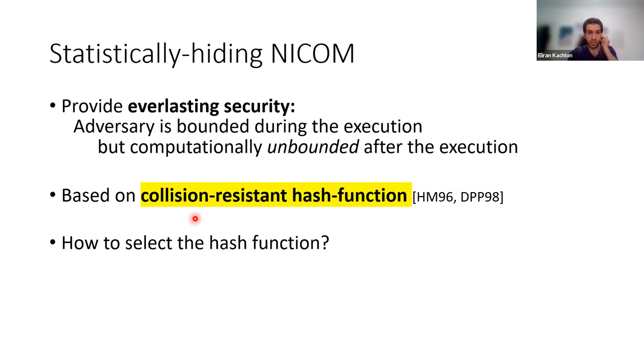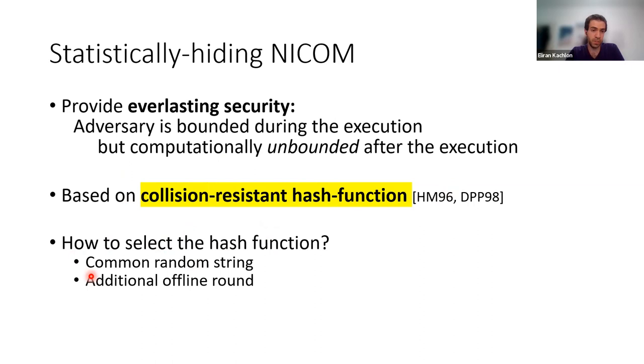There is a small technicality regarding how we select the hash function. So one option is to use a common random string that just samples a random hash function from the family. We can also have an additional offline round in which the players sample this hash function. And finally, if the adversary is uniform, then the hash function can be fixed and we don't need these solutions. Okay, so again, the main point, if you use statistically hiding non-interactive commitments, we obtain everlasting security.